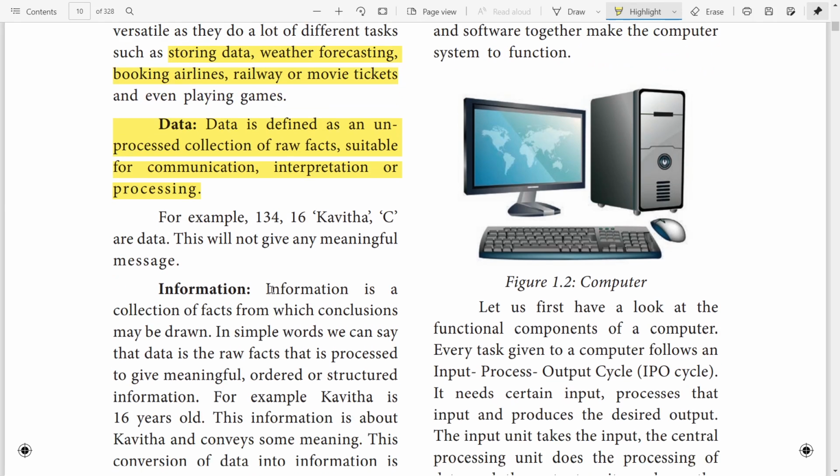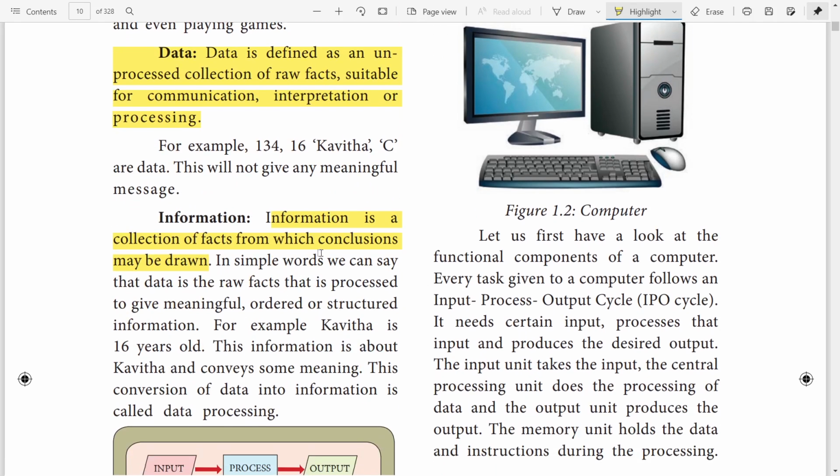Information is a collection of facts from which conclusions can be drawn. In simple words, we can say data is a raw fact that is processed. Data is a keyword, and information is a collection of keywords with proper meaning.